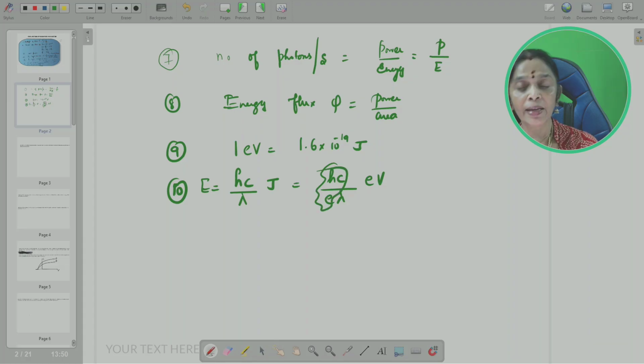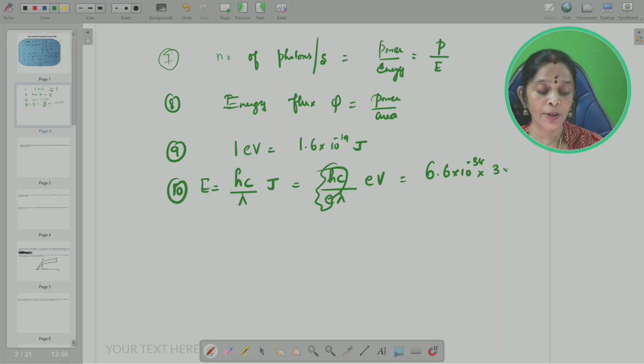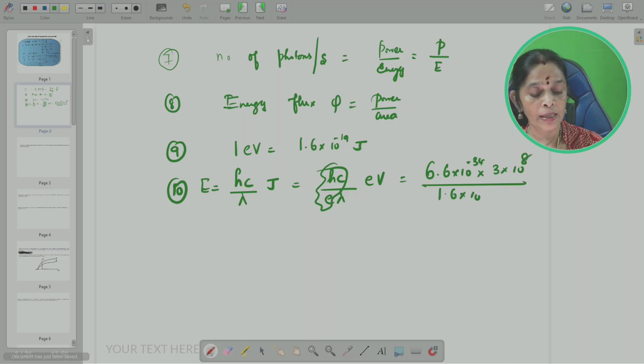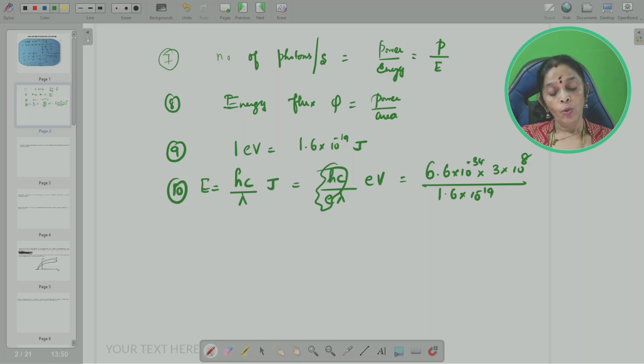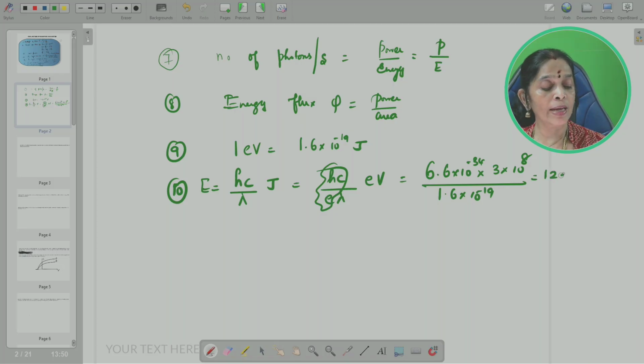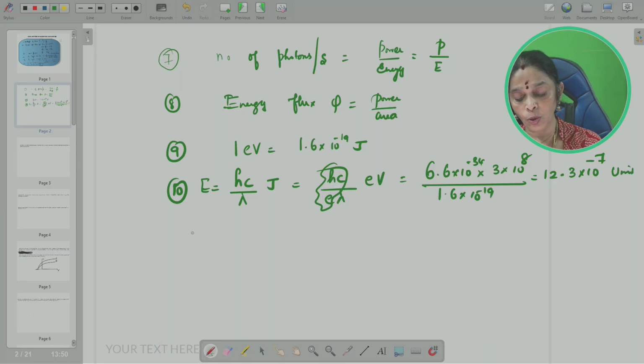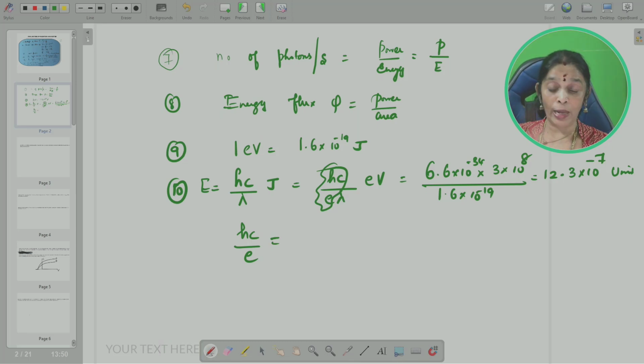What is hc by e? That is equal to 6.6 into 10 power minus 34 (h), 3 into 10 power 8 (c) divided by 1.6 into 10 power minus 19 (e). These are standard values. So when you simplify, you get 12.3 into 10 power minus 7 units. Therefore, if you know this value of hc by e, you can easily do any kind of problem.